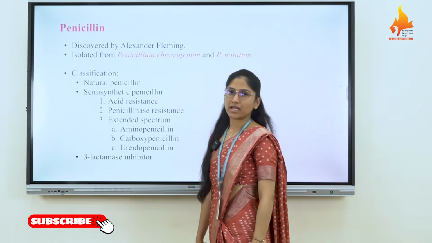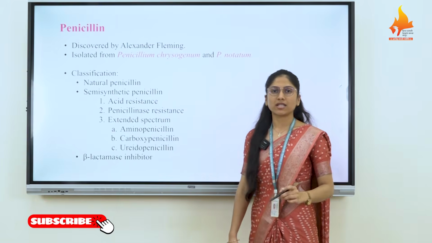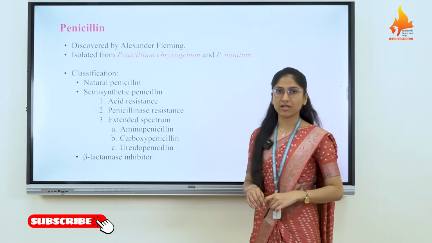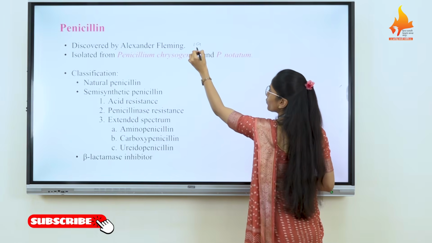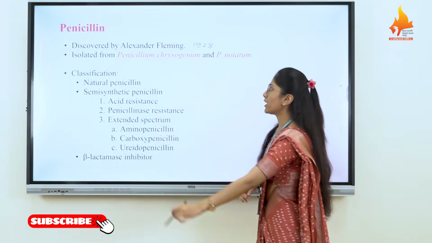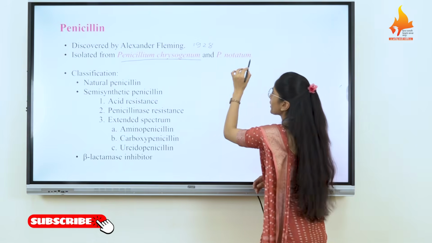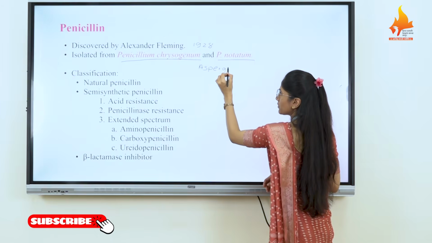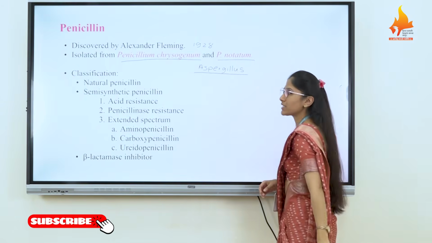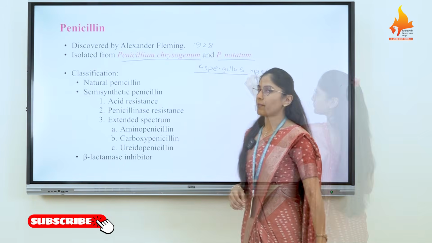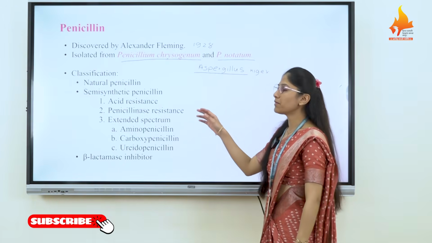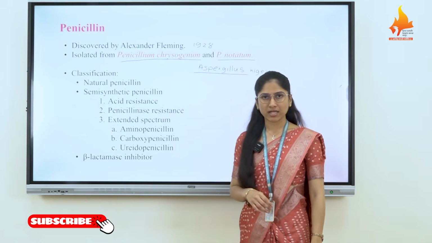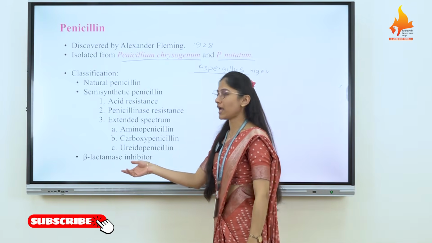So the first antibiotic is penicillin. Penicillin is the first generation beta-lactam antibiotic. It was discovered by Alexander Fleming in 1928. It is isolated from Penicillium chrysogenum and Penicillium notatum. Also, some Aspergillus species are responsible for producing the penicillin drug, basically Aspergillus niger. Penicillins are classified into three main types: first is natural penicillin, second is semisynthetic penicillin, and third is beta-lactamase inhibitor.